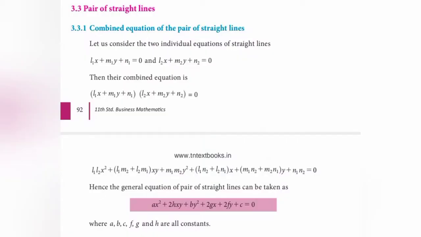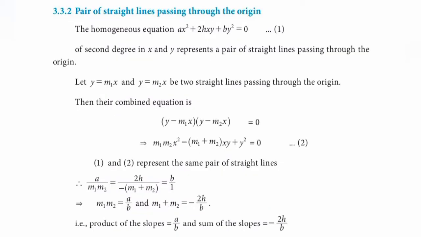Pair of straight lines. First, the combined equation of the pair of straight lines: (L1x + M1y + N1)(L2x + M2y + N2) = 0. And the general equation of a pair of straight lines is ax² + 2hxy + by² + 2gx + 2fy + c = 0. When it is passing through the origin, we consider the lines to be y = M1x and y = M2x. So the product of the slopes becomes a/b and the sum of the slopes will be -2h/b. So, using that, we will introduce the constants L and M and arrive at the separate equations.